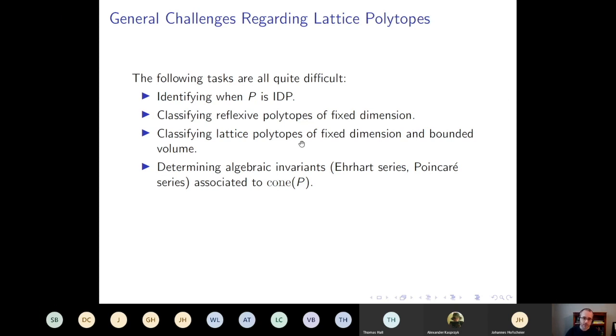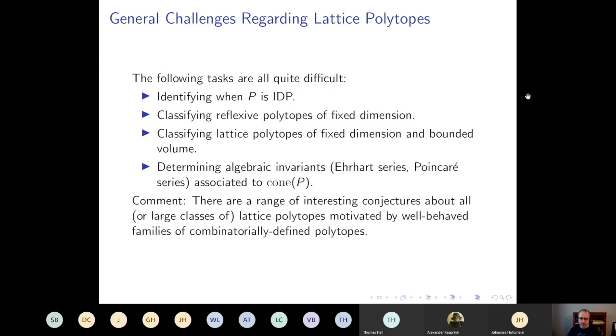A third is classifying all lattice polytopes of fixed dimension and bounded volume. And a fourth task that's difficult is determining different algebraic invariants like the Ehrhart series or the Poincare series associated to the cone over P. And really what's happening, I'll talk about this later, is that associated to the cone, you've got a semigroup algebra. The Ehrhart series is the Hilbert series of that semigroup algebra, and I won't talk about it today, but you can also study the Poincare series of that object.